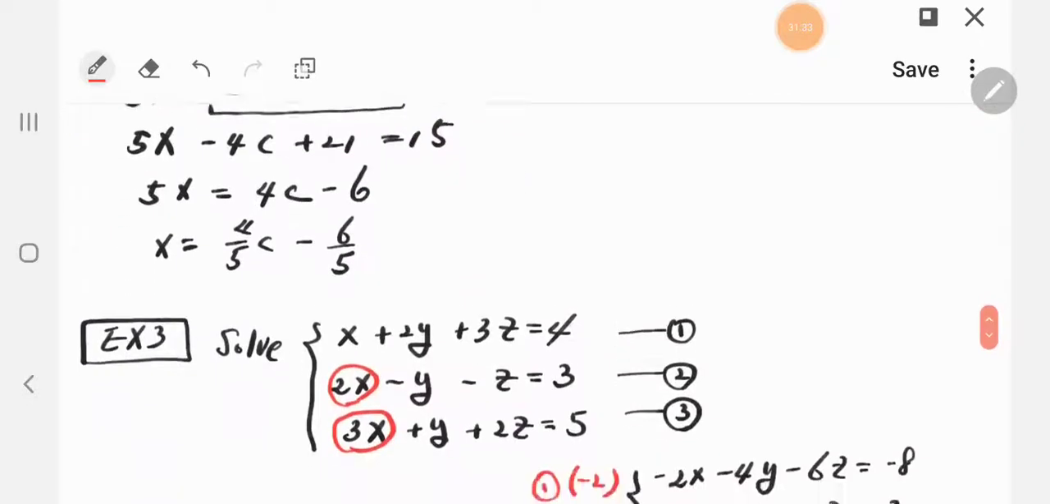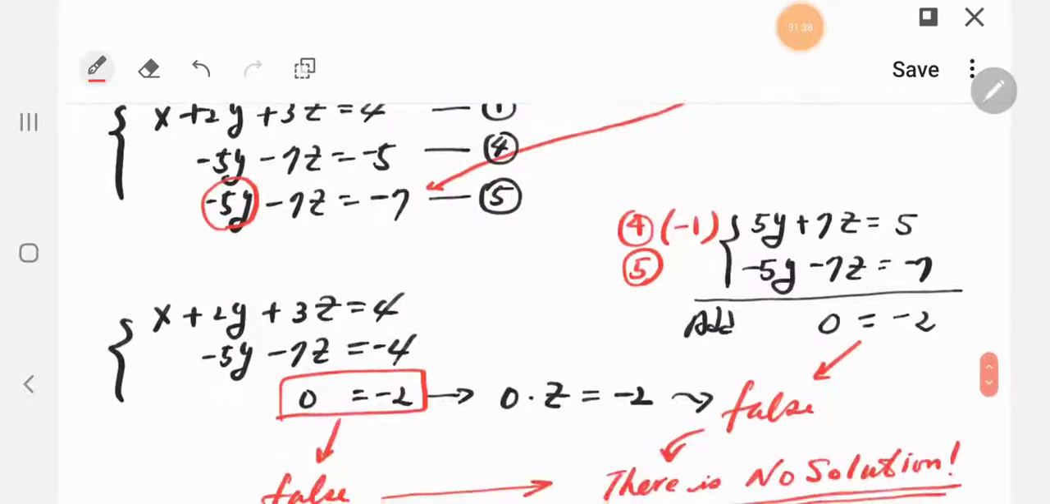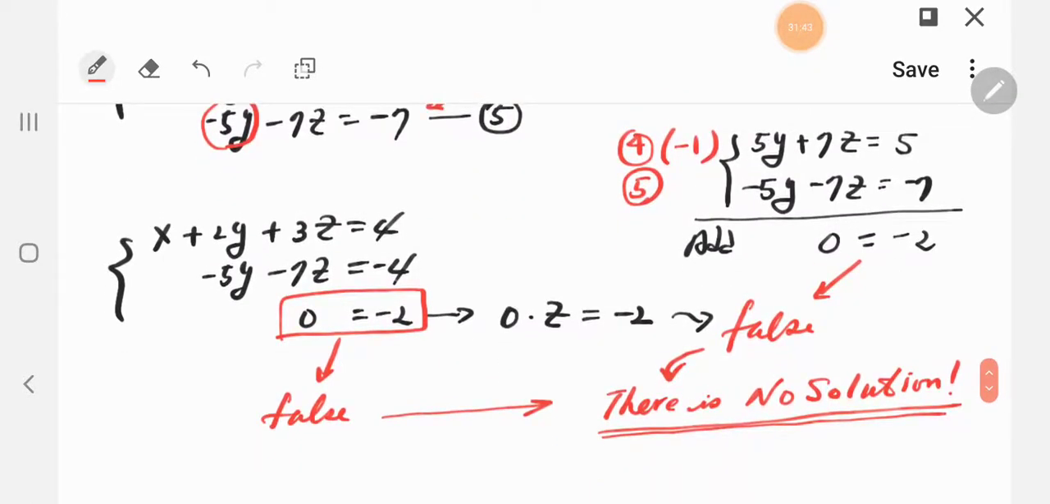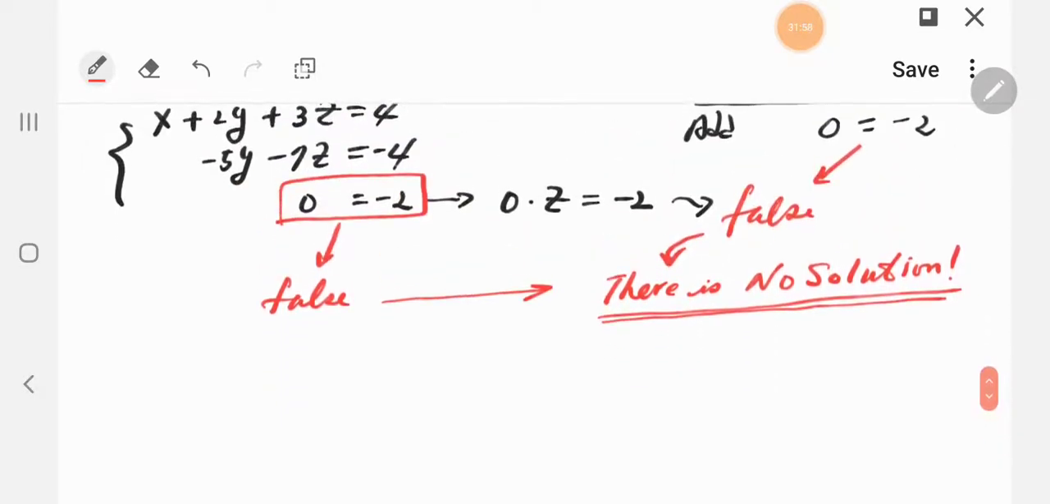But in example 3, the last equation is false: 0 equals negative 2. So 0 equals negative 2 means 0 times z equals negative 2, which means there's no z value. So there is no solution for this system of equations. That's really important. So always check the third equation. If the third equation is 0 equals 0, then there are infinitely many solutions. If it is 0 equals a non-zero value, the equation is not true, so there is no solution.